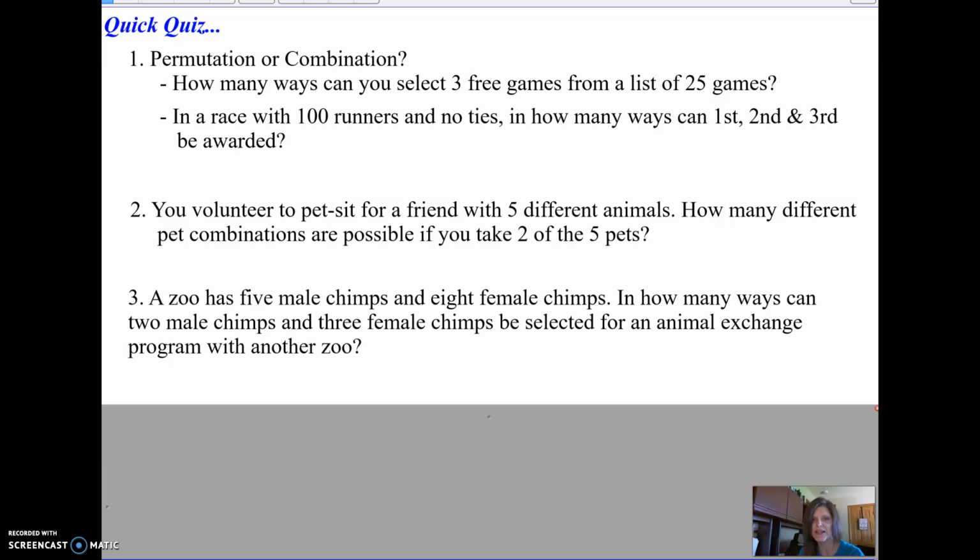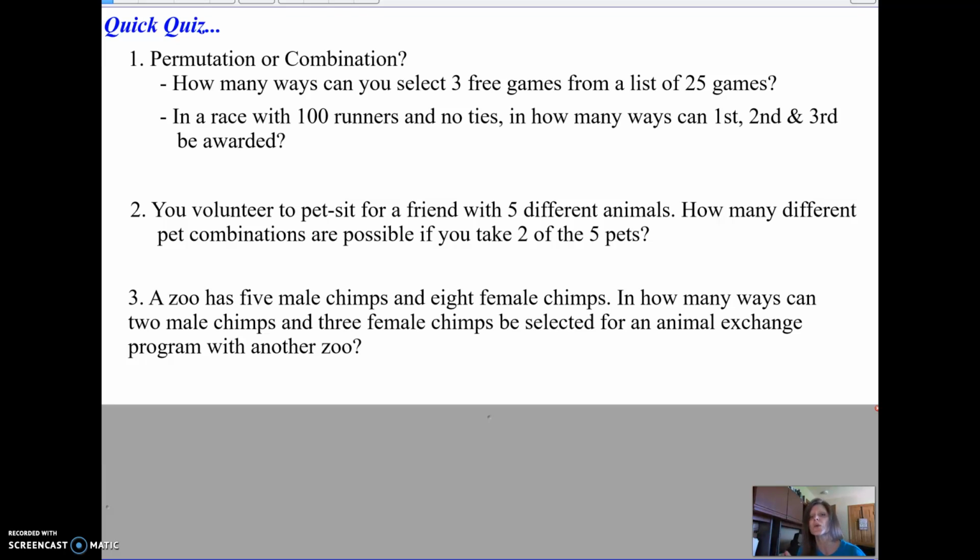Okay, so let's see how you did. The first one is just the question: is this a permutation or combination? So we want to remind ourselves that permutations and combinations both require that there are no repeats. There's no replacement of anything. If there's replacement, we're not dealing with permutations or combinations. So that's what they have in common.